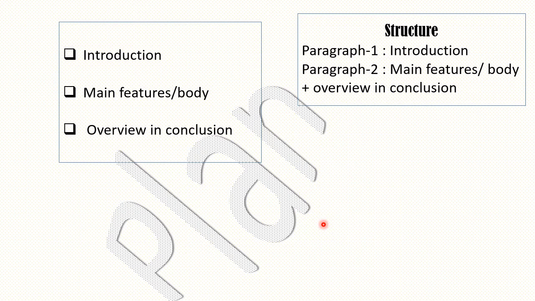Before answering the question, we should make a plan. And while answering this question, we will follow this plan. In the answer, we will develop the introduction, main features of body, and overview in conclusion. And this is the structure. We will answer the question in two paragraphs. Introduction will be written in one paragraph, and main features of body plus overview in conclusion will be written in another paragraph.